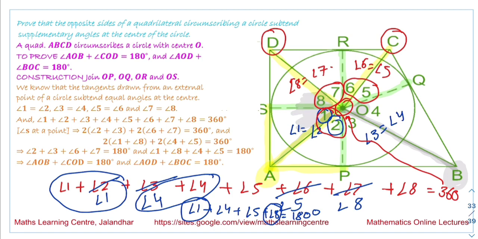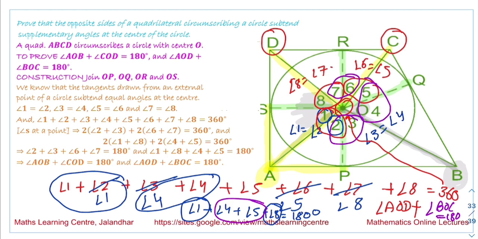This is equal to angle 1 plus angle 8, which is equal to angle AOD, plus angle 4 plus 5, which is angle BOC. The sum of these two angles is 180 degrees. So this is the first part, and the sum of the remaining two, that is 6 plus 7 plus 2 plus 3, will be 180.